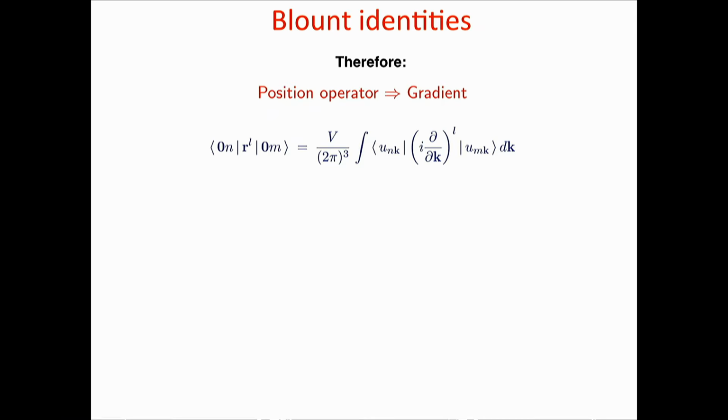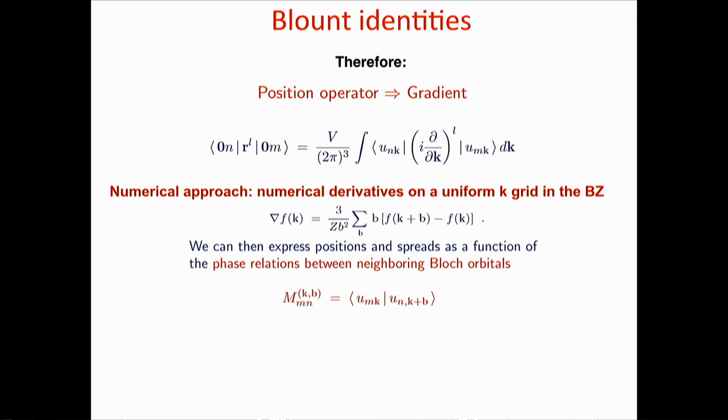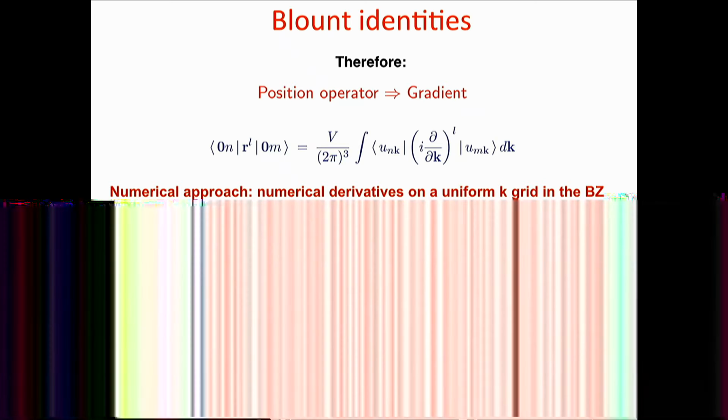Okay, this is a gradient, so a derivative, when you compute a u in a given k point and then a u in the next k point. And indeed, this helps us understand how we can numerically compute these quantities. So in the code, what you have is this u_nk over a grid, typically. And you have to numerically compute these derivatives, and the way you do it, you use finite differences.